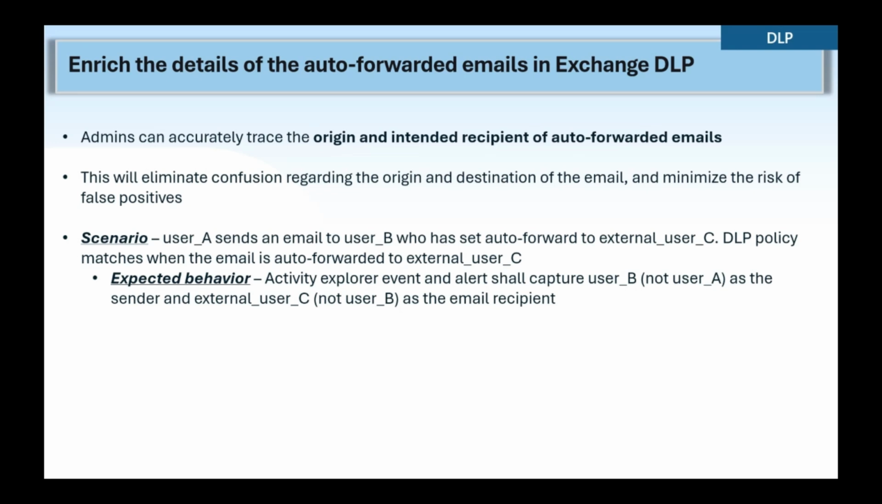For auto forwarded emails, the alert and event in Activity Explorer would earlier show the sender and the original recipient details, but no information about the receiver of the auto forwarded email, right? So this was a gap.